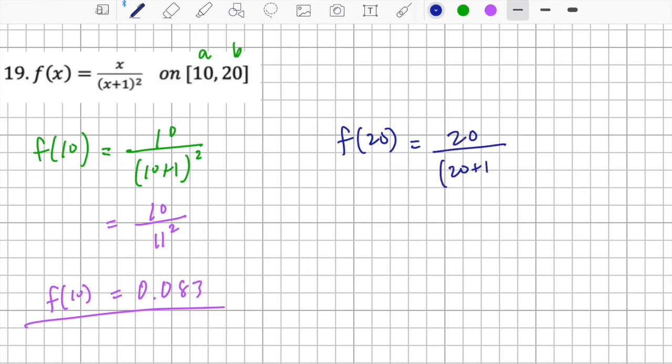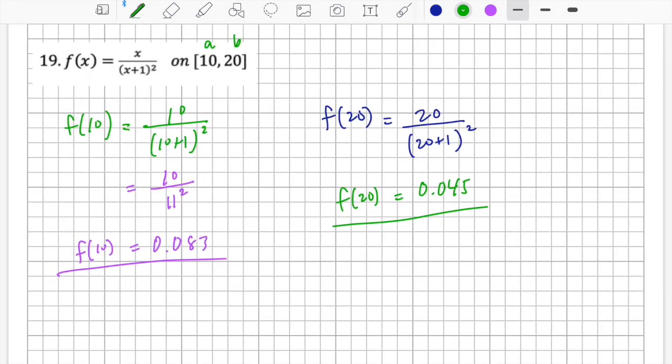Now we need to find what is f of 20. Plug in a 20, so we have 20 over 20 plus 1 squared, which is just 20 over 21 squared. Now, even though, if you can see that the answer is going to be positive because we're squaring the denominator, we have no negatives, we still want to figure out what the number is. So 20 divided by 21 squared gives me 0.045. So that is f of 20.